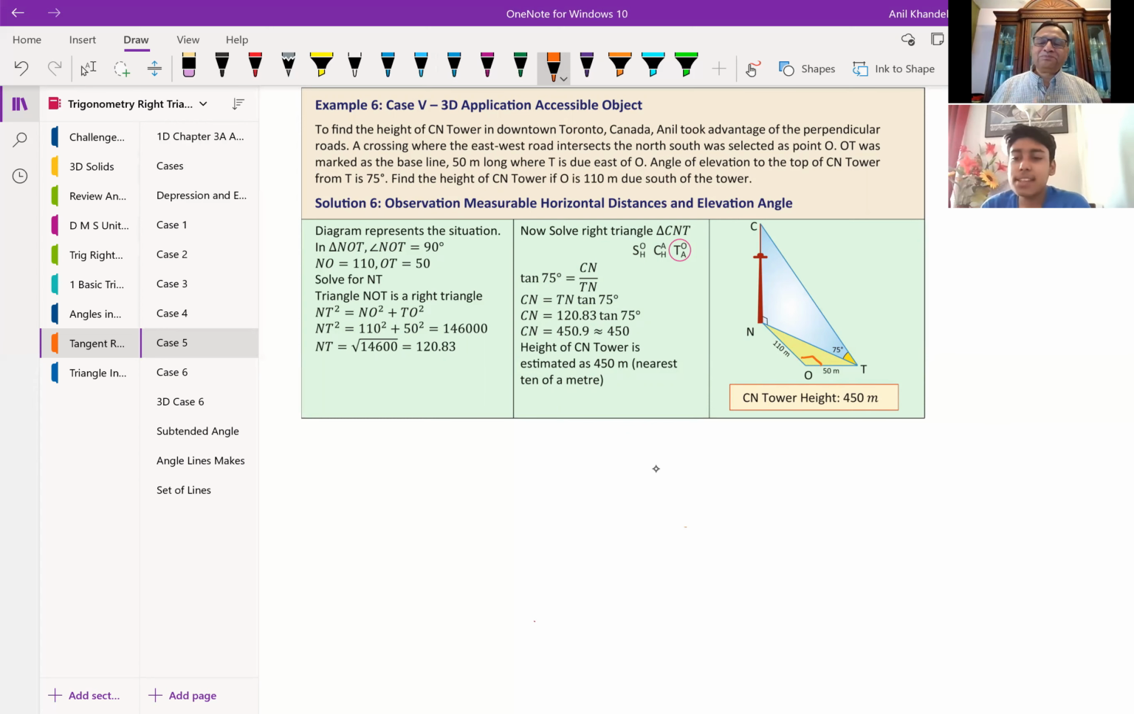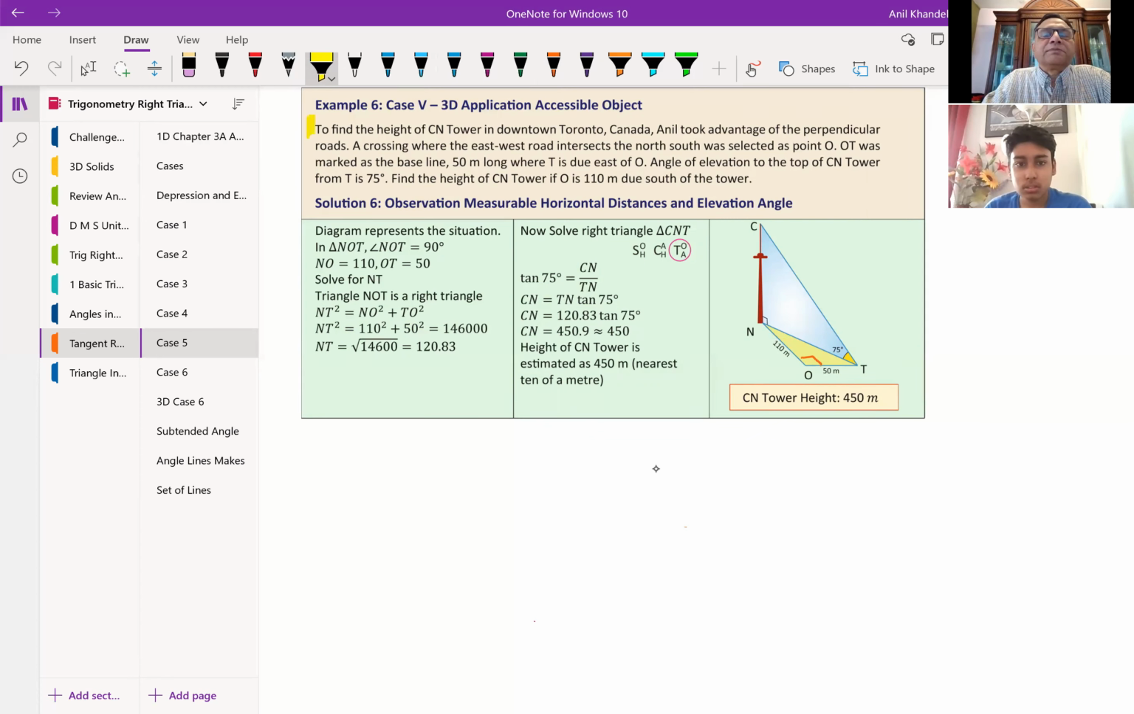Is that clear to you? Yes, sir. Okay, because now it becomes a right angle triangle, and from here you can see. First, let's try to understand the wordings. So I'd like you to understand the wordings. Let's read this question once again. I'll highlight the important things to understand.